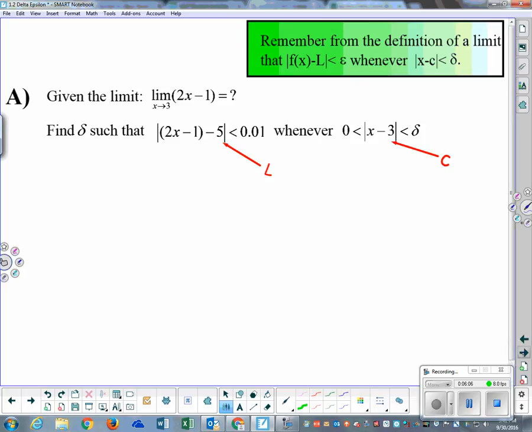Just hit pause. So let's do a problem. Given the limit as x approaches 3 of the function 2x minus 1, and I don't have the limit provided there, do I? Because we're going to calculate that. And then it says find the delta such that the absolute value of 2x minus 1 minus 5 is less than 1/100th whenever the absolute value of x minus 3, the difference, is less than delta.